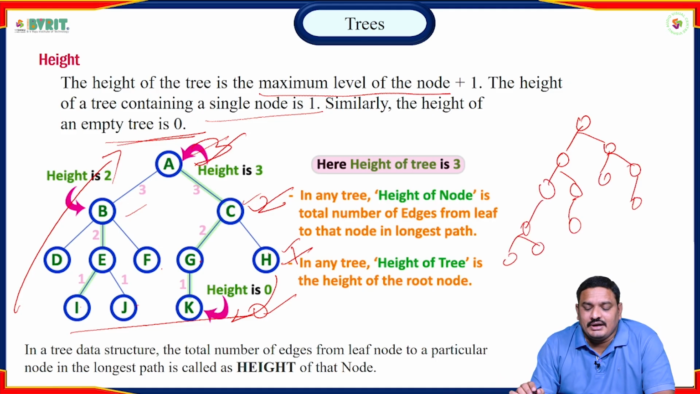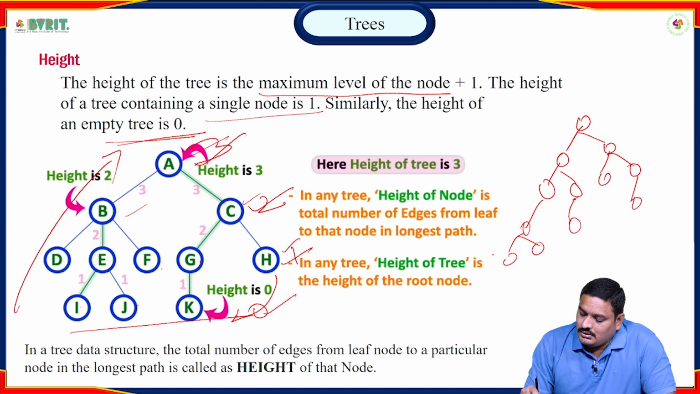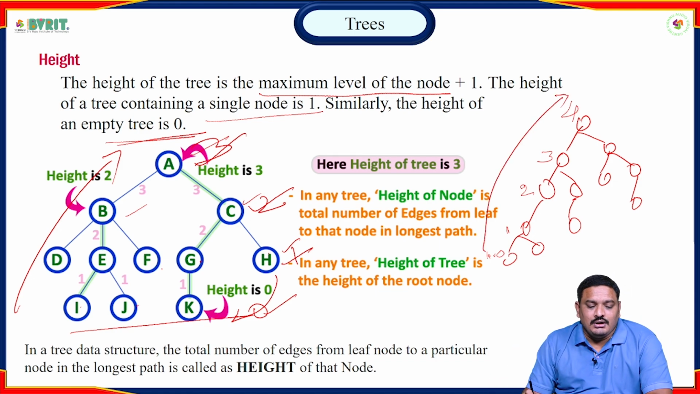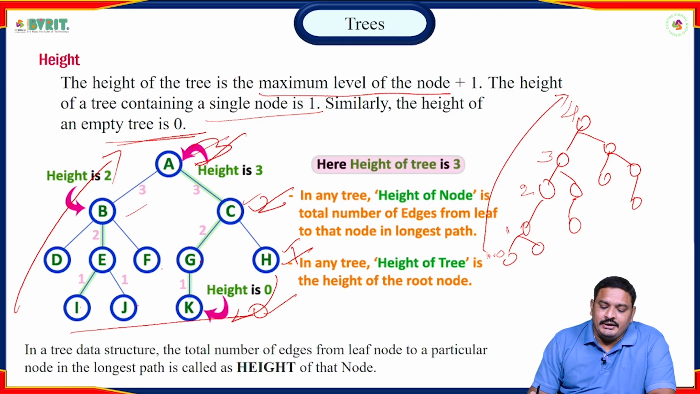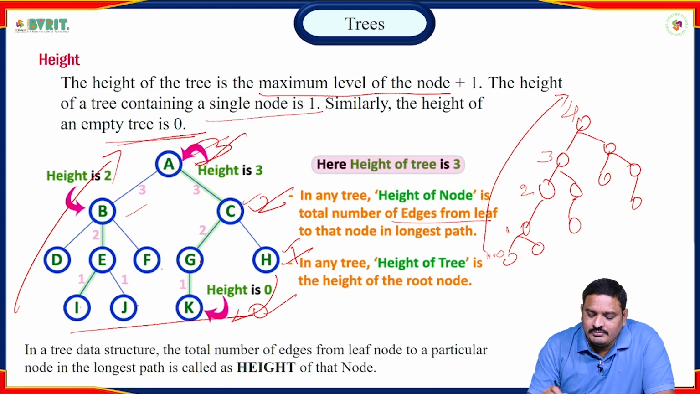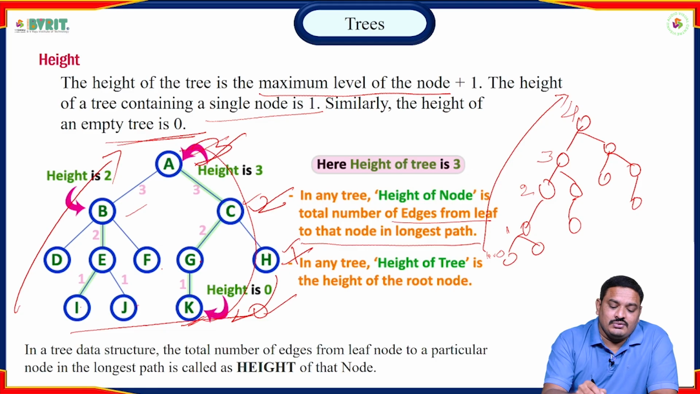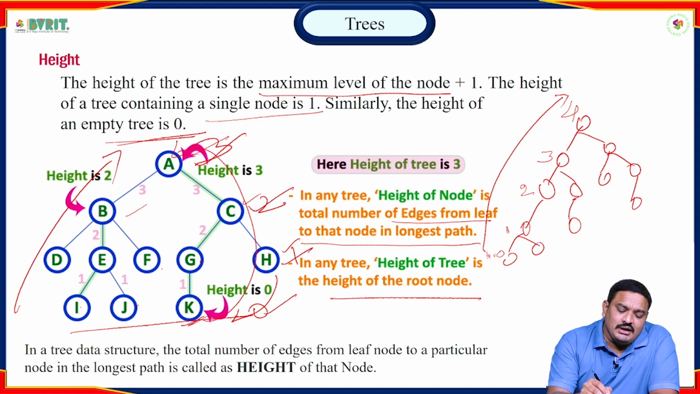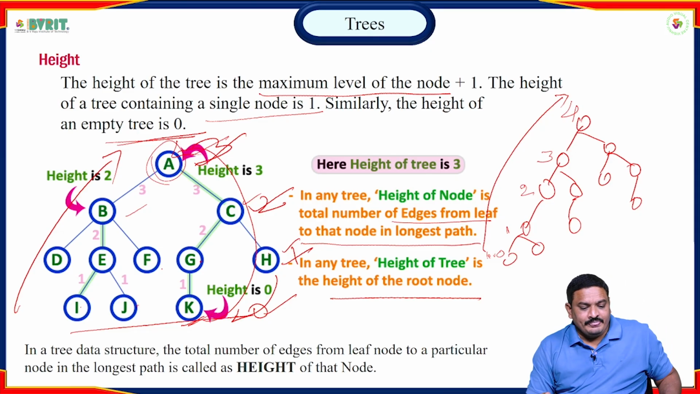This is a simple tree. This is level 0, 1, 2, 3, 4. It can be calculated from the bottom to top. That is the height of the tree. In any tree, the height of a node is the total number of edges from the leaf node on the longest path. This is the leaf node to the longest path. In any tree, the height of the tree is the height of the root node. Simply, another way it is defined: the height of the root is the height of the tree. Okay, that is the height.